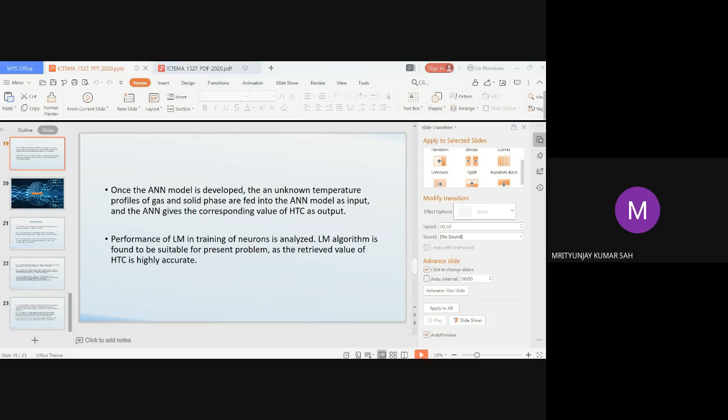What is the impact on the result? Is it giving the accurate result or is it varying the results? Sir, it is about how accurate it is compared to the real experiment, and by training the neural networks, that is the purpose.